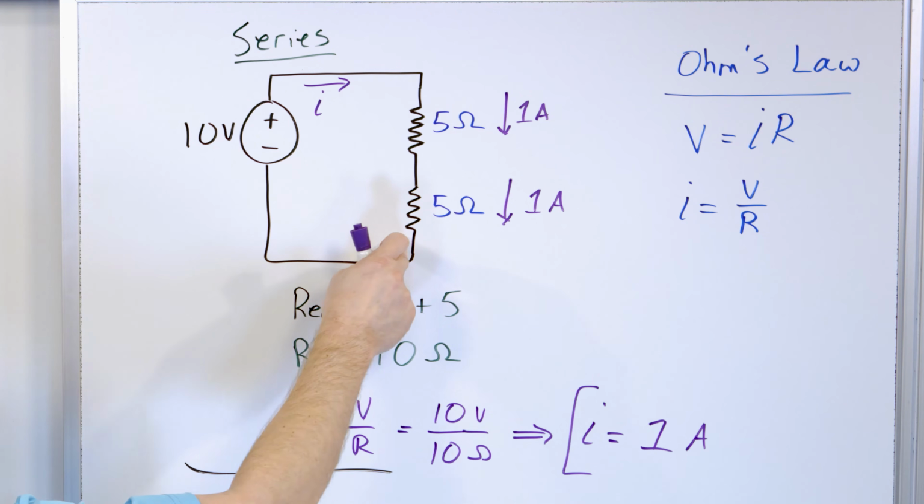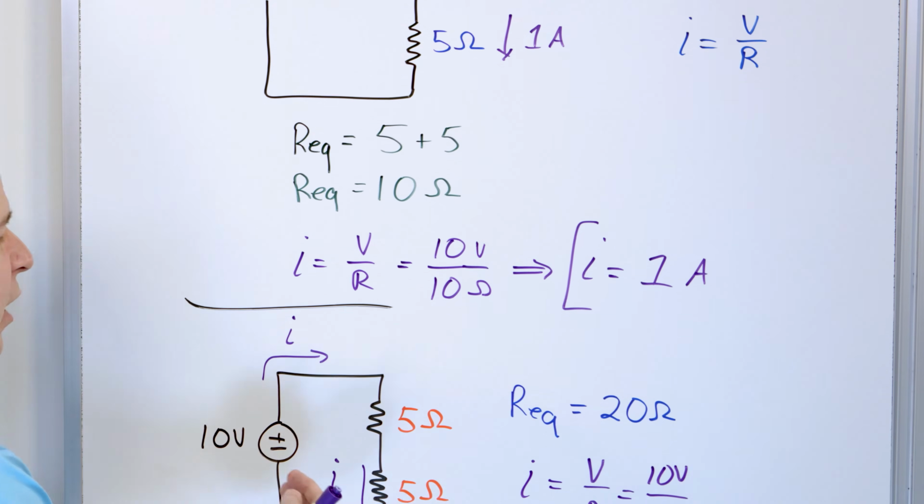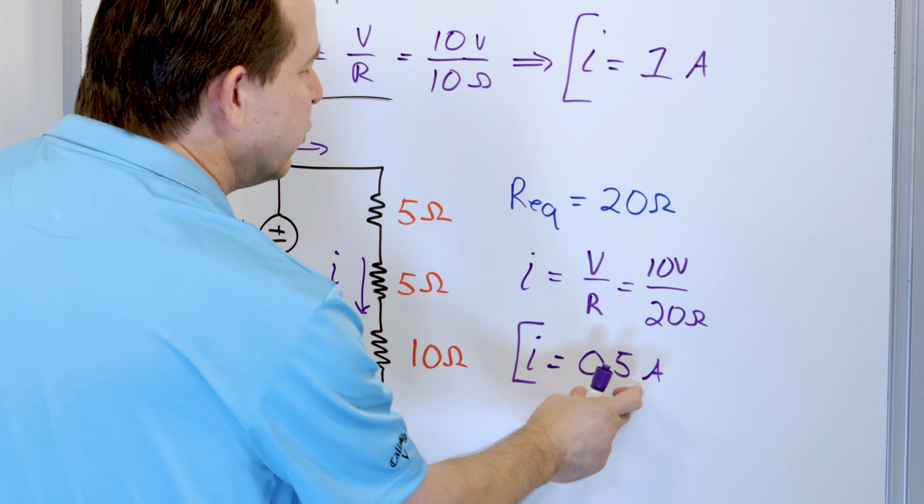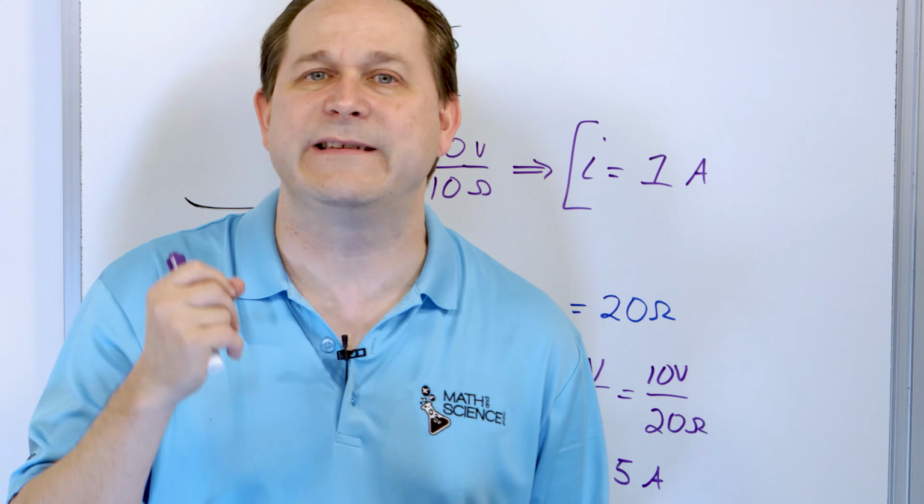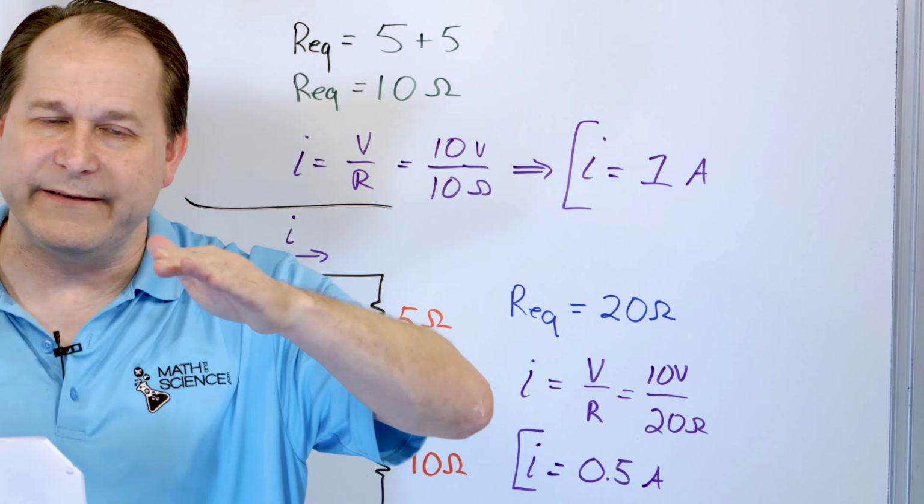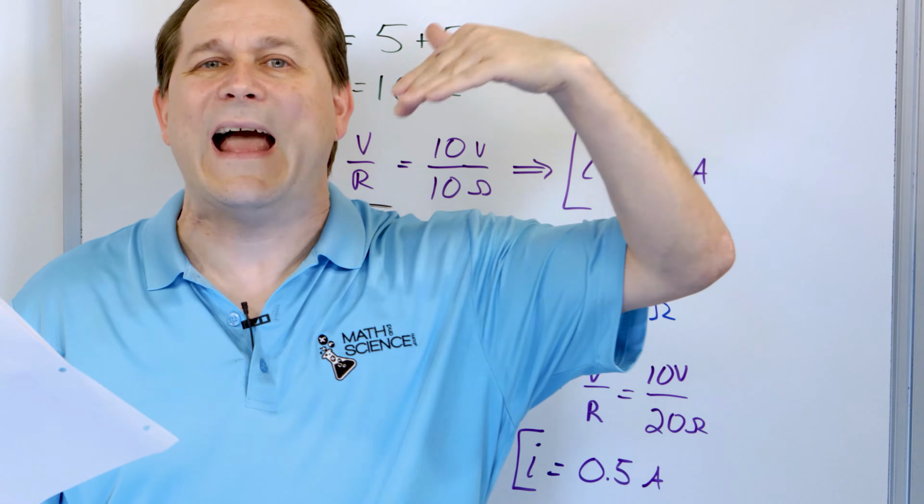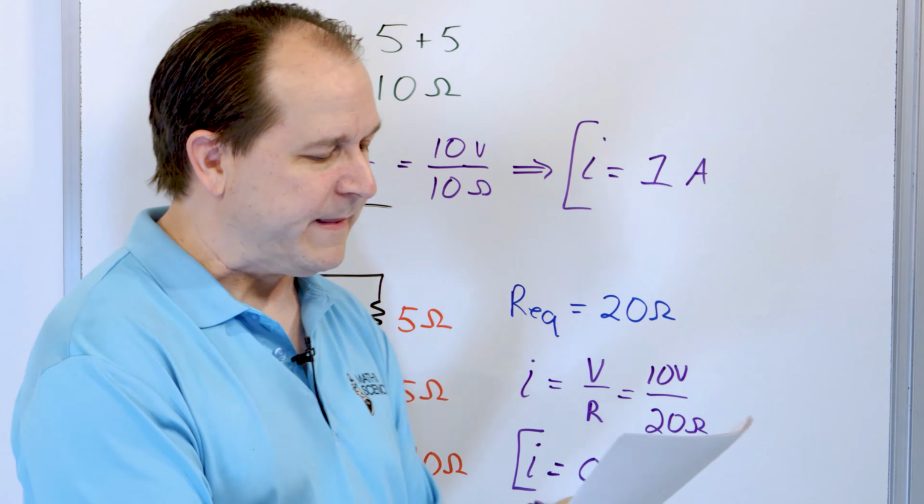As soon as we added another resistance here, it caused the current supplied by the source to go down, which is exactly what we said conceptually should happen. In series, if you increase the resistance, the current has to go down. That's what Ohm's law is about.